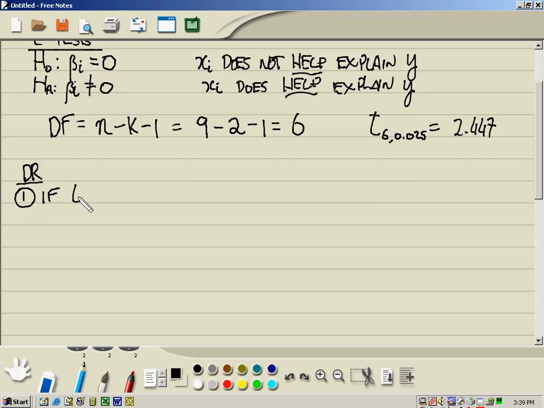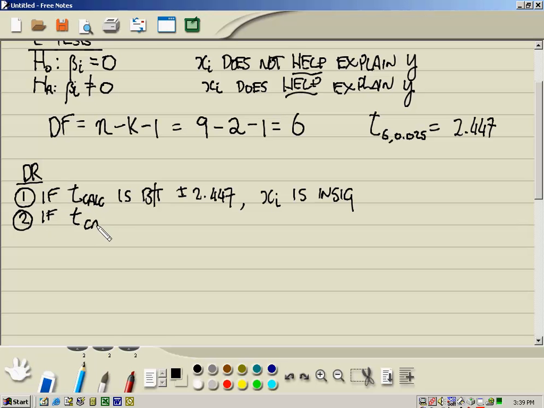If tcalc is between our critical values of plus and minus 2.447, we'll just say that x sub I is insignificant. It means that x sub I does not significantly help explain the y if the tcalc is too close to 0.